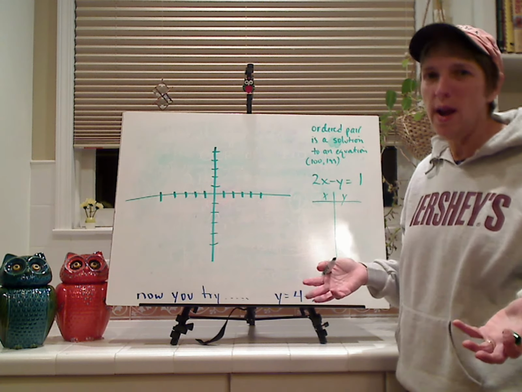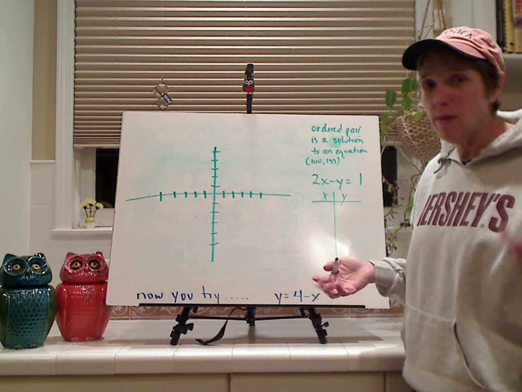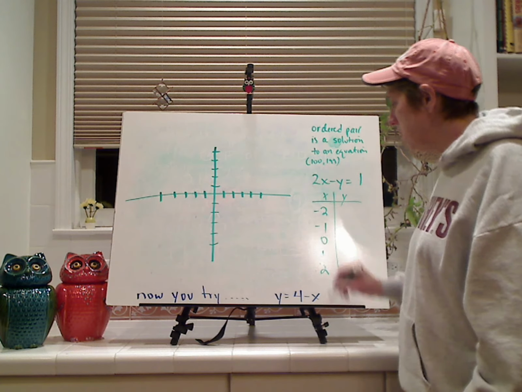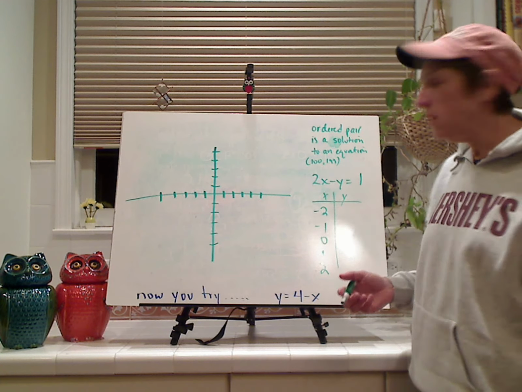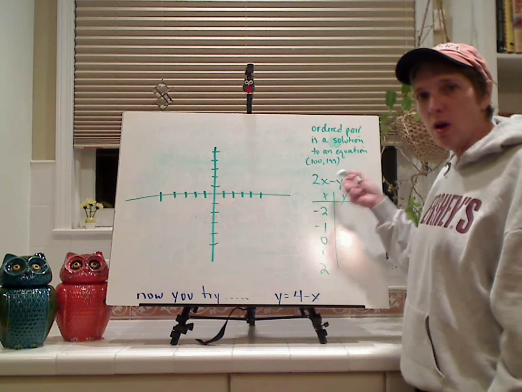But I like you to practice plugging in values for x to solve for y, so I'm going to make you pick 5 points. And I'd like you to get a couple of negatives and a couple of positives. And you'll use different things depending. So I'm going to put the values in for x and solve for y.